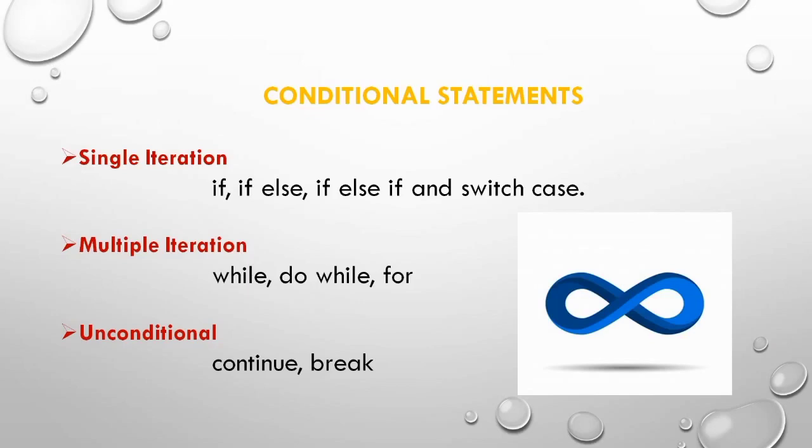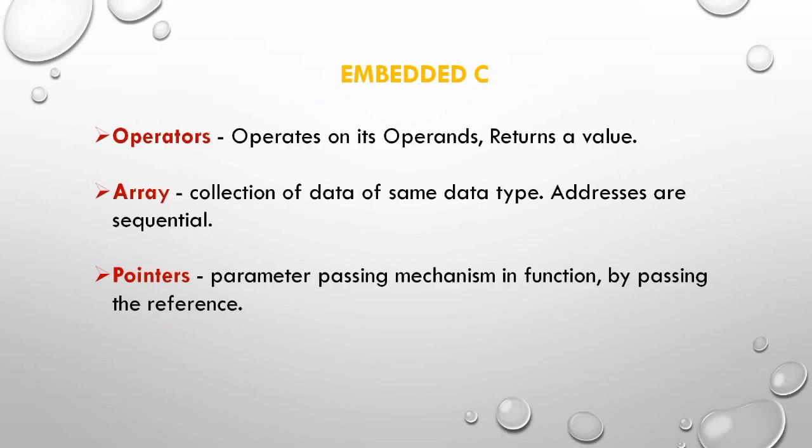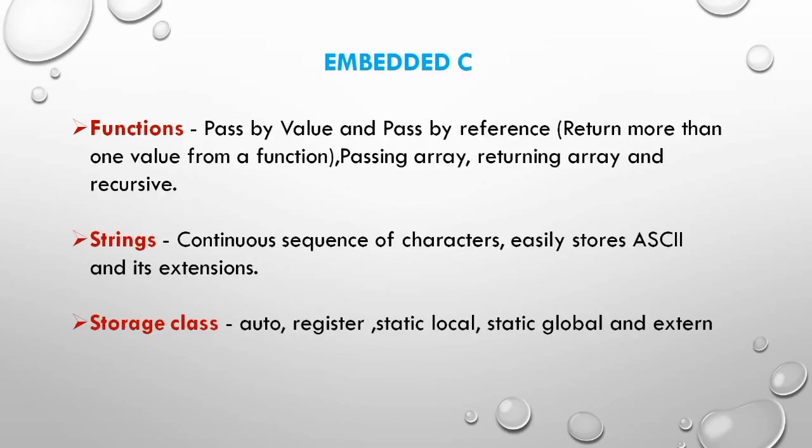For getting input, embedded C basics. Operators operate on their operands and return a value. An array is a collection of data of the same data type. In an array, the addresses are sequential. Pointers are the parameter passing mechanism in functions, by passing the reference. Functions: for getting input, we may use a loop in the array structure. In simulation, functions play a major role. Functions pass by value, and there are two types: pass by value and pass by reference, and they can return more than one value from a function. Also passing an array, returning an array, and recursion.